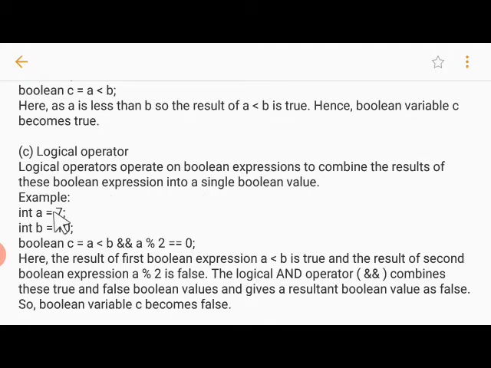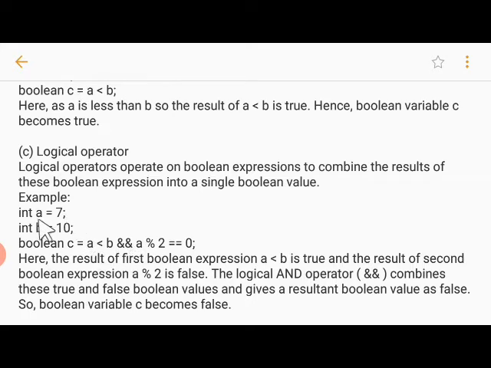Now you can understand it better by looking at this example. Example: int a = 7, b = 10. Boolean c = a < b, which is one part of the expression, and a % 2 == 0, which is another part of the expression. In between, what is the logical operator? That is logical AND. So let's check it out.